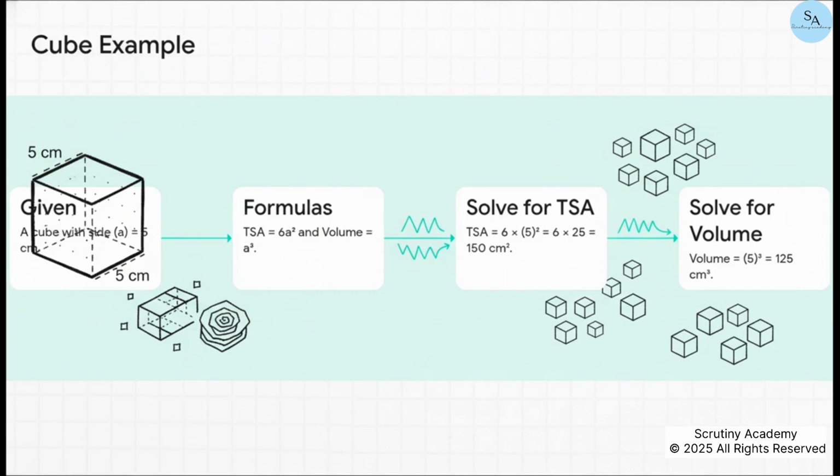Okay, let's see this in action. Say we've got a cube with a side of 5 centimeters. For the total surface area, we just pop that 5 into our formula, 6a squared. That gives us 6 times 25, which is 150 square centimeters. For the volume, it's 5 cubed. So 5 times 5 times 5, which is 125 cubic centimeters. And hey, notice the units. Square centimeters for area, because it's flat, and cubic centimeters for volume, because it's 3D space. That's a super important detail.